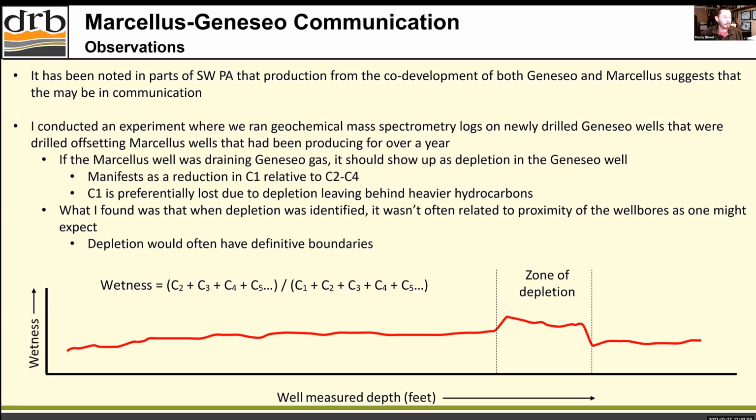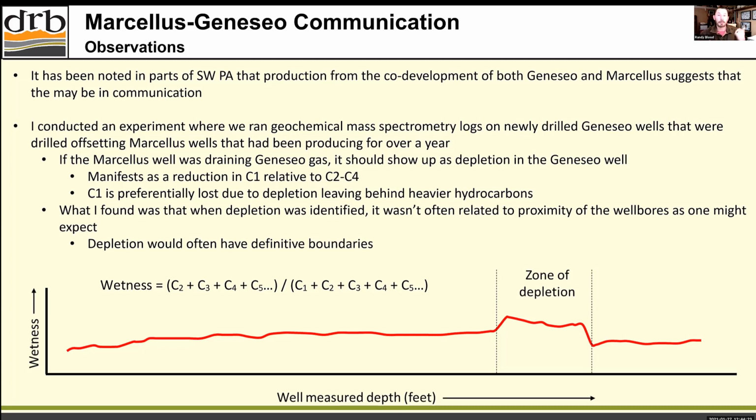So we ran geochemical mass spec in these wells, and I looked for depletion in the form of an increase in gas wetness or a decrease in helium. Helium accumulates in porosity. So if you produce what's in that pore space, you reduce the amount of helium, and you preferentially produce the lower chain hydrocarbons relative to the higher chain hydrocarbons.